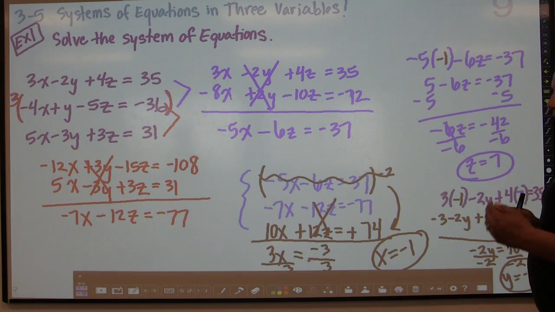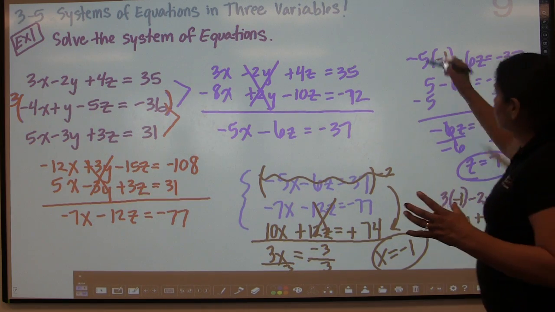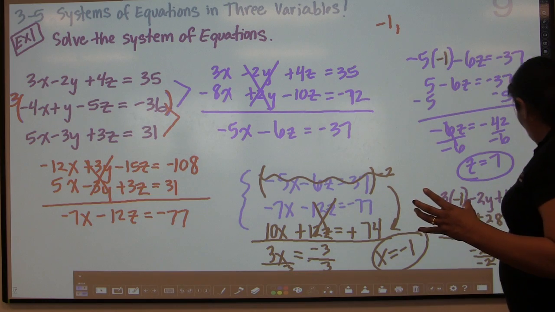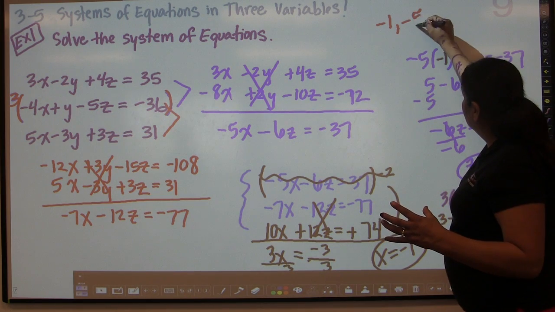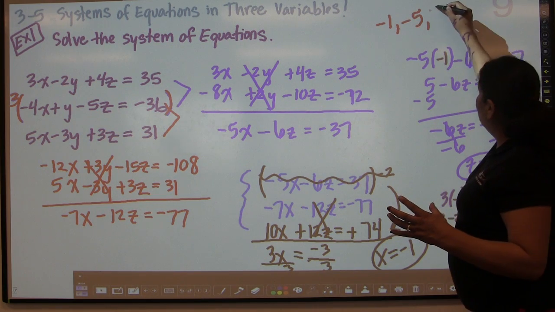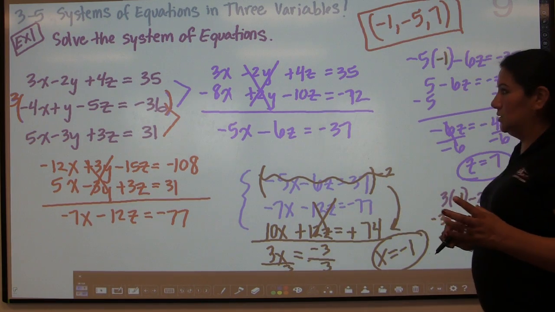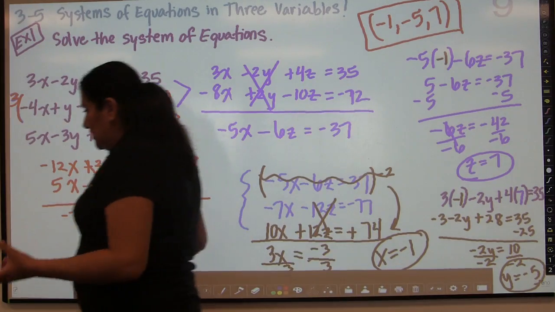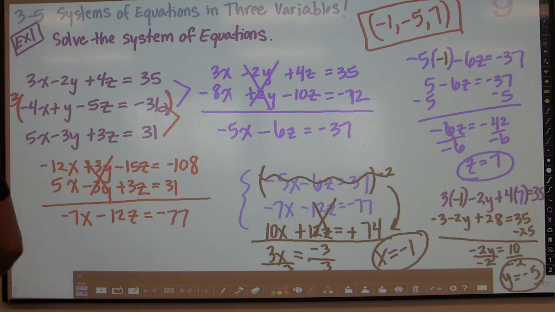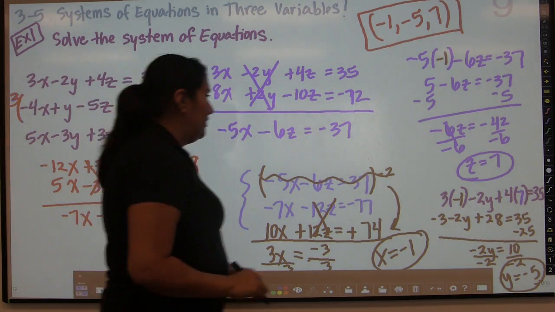So our last step is to write it out in an ordered triple. X coordinate goes first. Y coordinate goes second. And the z coordinate goes last. And believe it or not, that is how the cookie crumbles. I know what you're thinking. It's crazy. I know. You have to really keep track of what you're doing though.